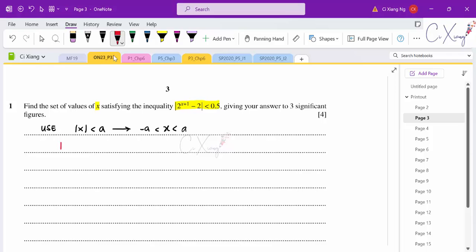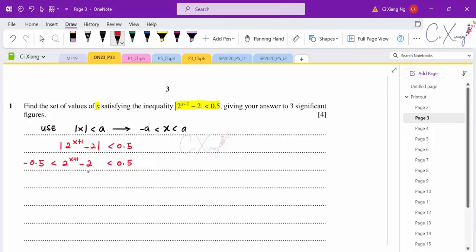So what do we have here is I'm having modulus 2 power x plus 1 minus 2 smaller than 0.5. Okay, so first of all, I want to remove the modulus form. So I will have exactly the same function in the modulus, and then it is between the value of negative 0.5 until positive 0.5. Okay, then I want to slowly move all the terms to the other side so that my center part here, I'm having the 2 power x plus 1 only. So I slowly move it.